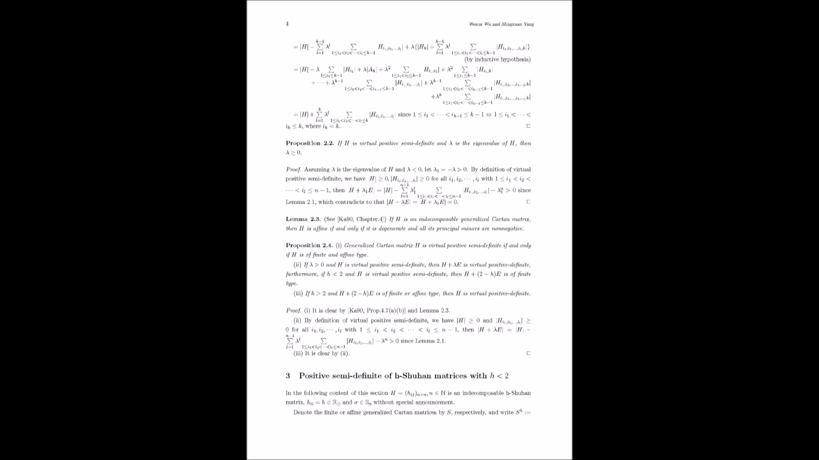And speaking of connections, the paper doesn't stop there. It does not. It goes on to explore affine generalized Cartan matrices and their connection to Cartan matrices. Affine generalized Cartan matrices are fascinating. They sound it. They're essentially a special type of generalized Cartan matrix that pops up when we're studying infinite dimensional Lie algebras. Whoa, infinite dimensional Lie algebras. A whole other deep dive waiting to happen. That sounds awesome. Okay, so how do these affine generalized Cartan matrices connect to the h-Shuhan matrices we've been focusing on?